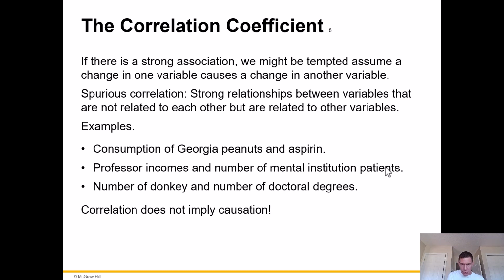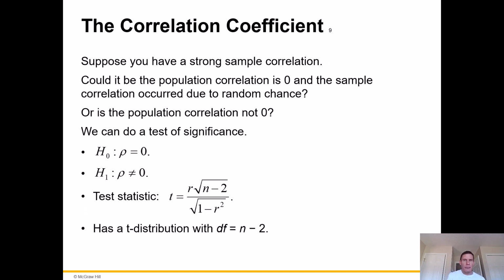Professor incomes and number of mental institution patients, right? So some of these are obviously not related. Number of donkeys and number of doctoral degrees, right? So as we're saying, correlation does not imply causation. Just because there's maybe more donkeys in the world, that doesn't mean that there's more doctoral degrees. Or if they're both going up, it doesn't mean that they're related to each other.